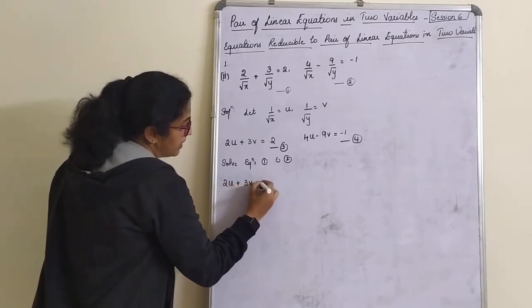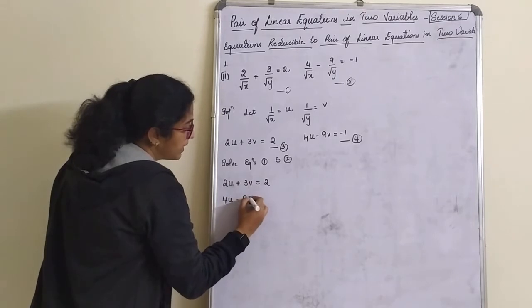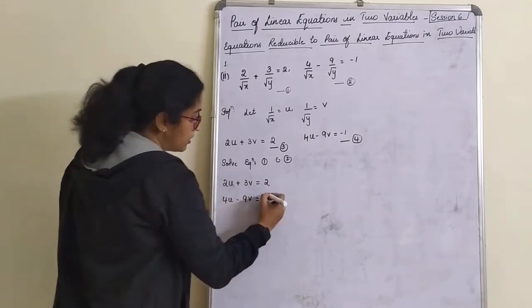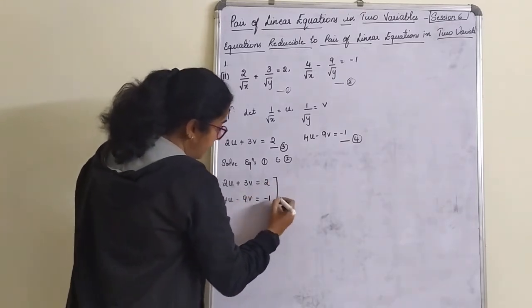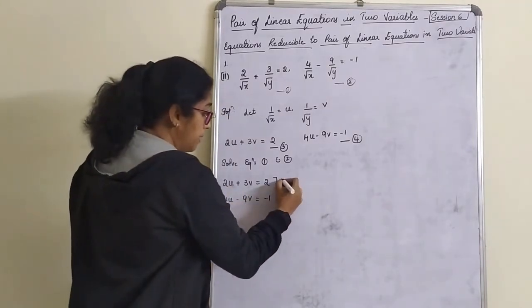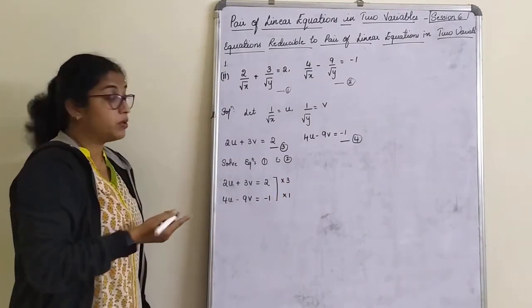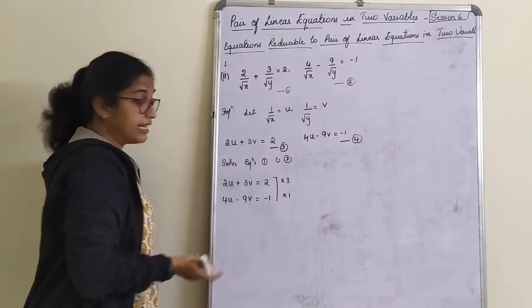2u plus 3v is equal to 2. 4u minus 9v is equal to minus 1. Anyway, since we have one plus and one minus, let us eliminate the v term here by multiplying this by 3 and this by 1, so that we get 9 here. Anyway, we have 9 here.